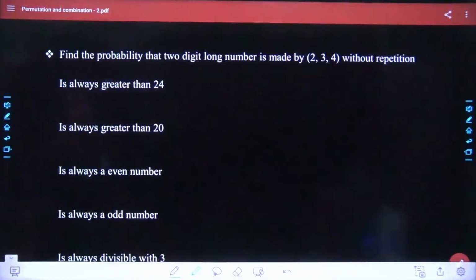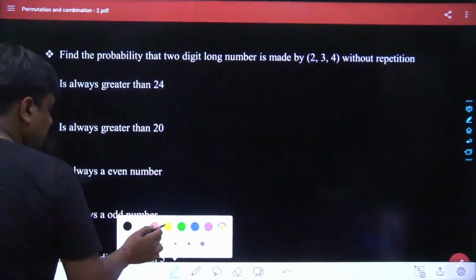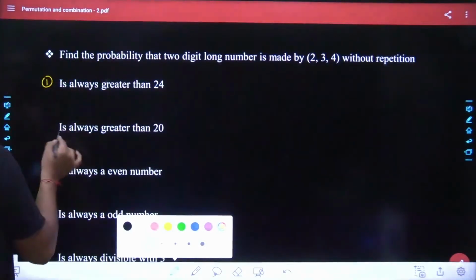Find the probability that the 2-digit number made from the digits 2, 3, 4 without repetition is: always greater than 24, always greater than 20, always an even number, always an odd number, always divisible by 3. These are your first, second, third, fourth, and fifth questions.